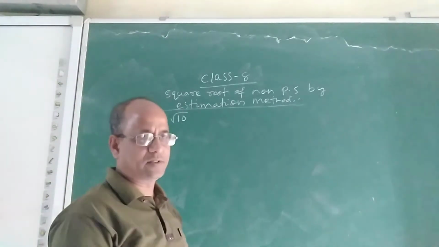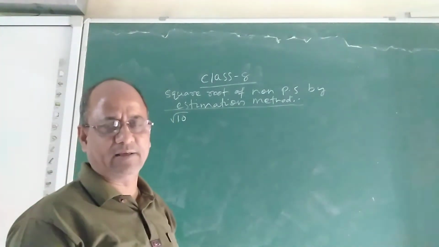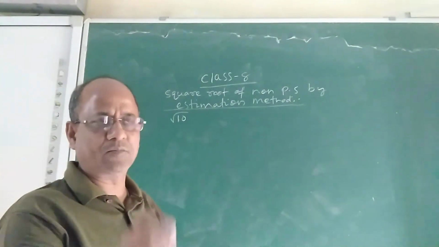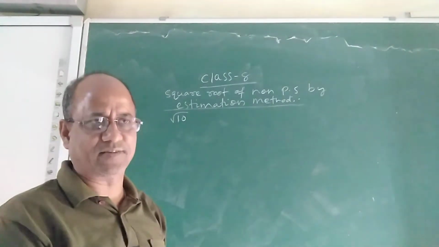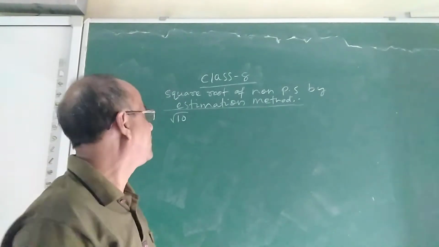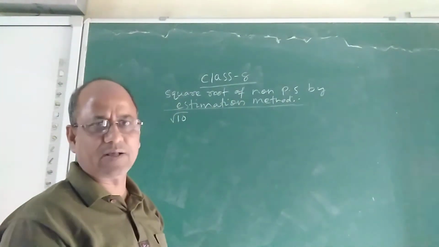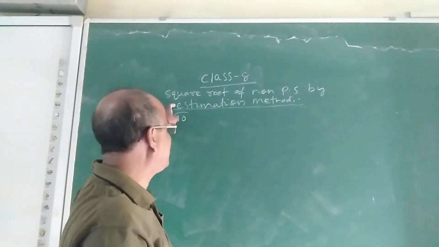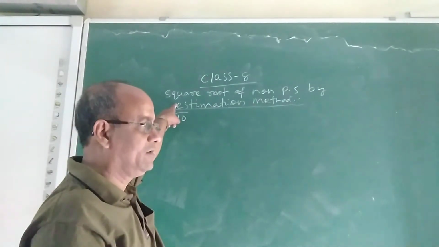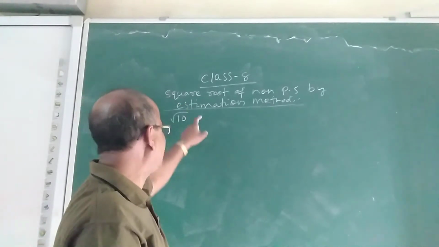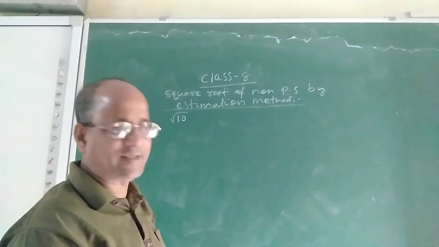By estimation method. One more method I had discussed that day, that is, correct to a certain number of decimal places. How to find the square root of a non-perfect square correct to certain decimal places was discussed earlier. There is another important method, the estimation method, in which we find the square root of a non-perfect square. So what is the estimation method?